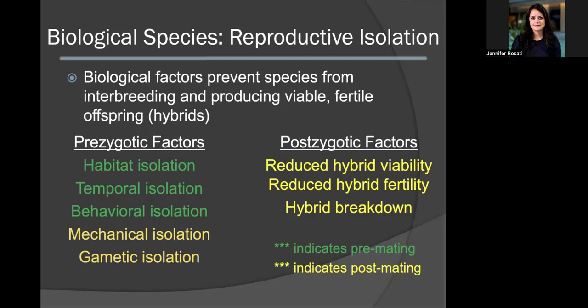Prezygotic factors include things like habitat isolation, if populations are isolated due to a geographic barrier, temporal isolation, where species are separated due to time, behavioral isolation, as well as mechanical and gametic isolation. Postzygotic factors include reduced hybrid viability and fertility, as well as hybrid breakdown over time.